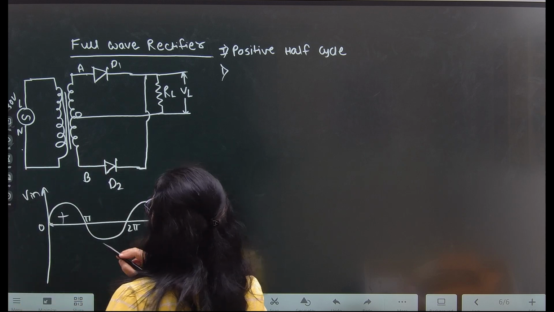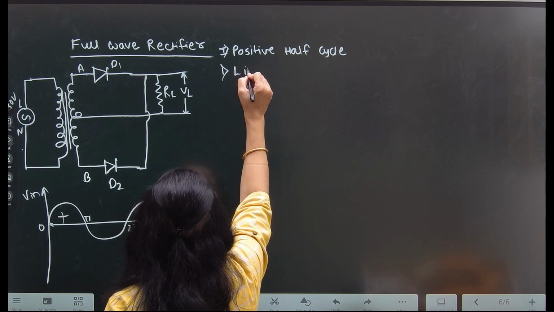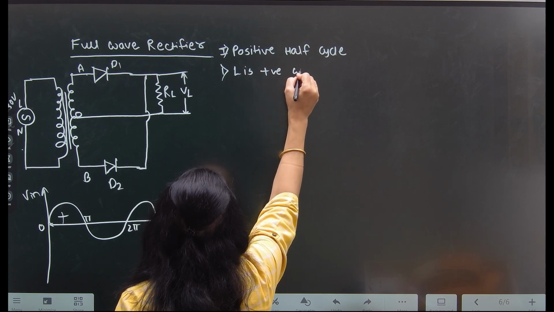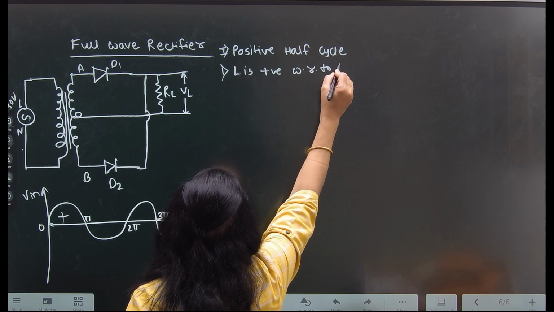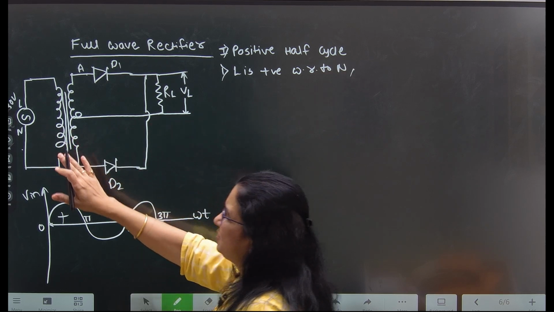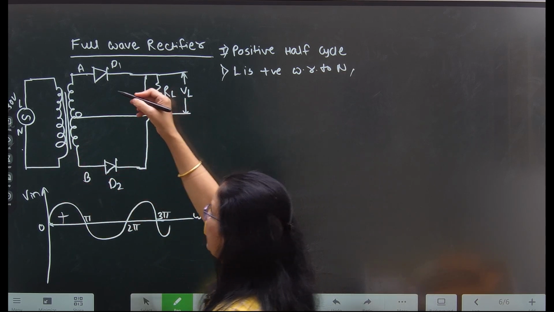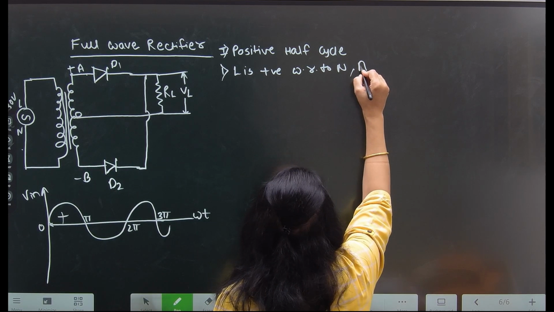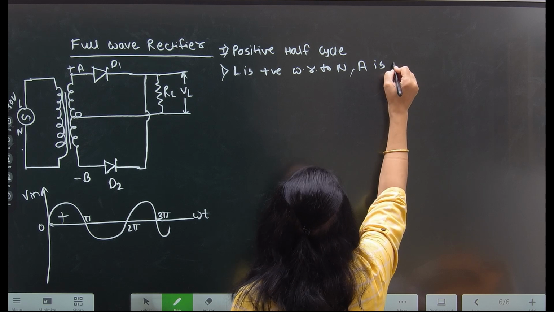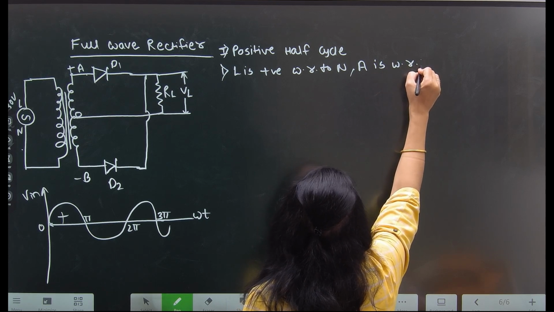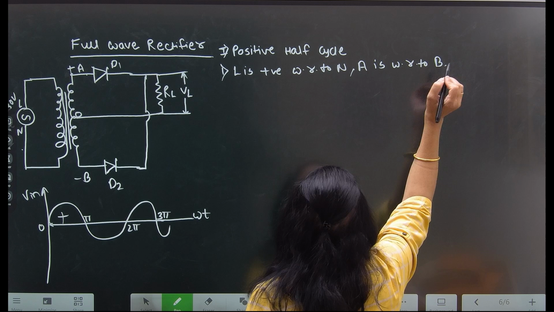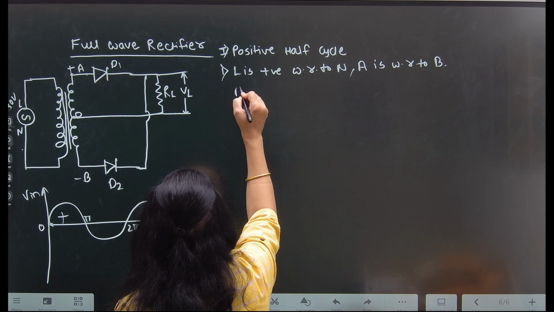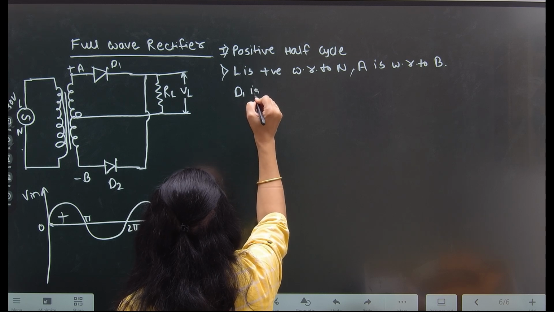So in positive half cycle, L is positive with respect to N. If L is positive with respect to N, then we know that A is positive at the secondary winding, A is positive with respect to B. If A is positive and B is negative, then diode D1 is in forward bias.